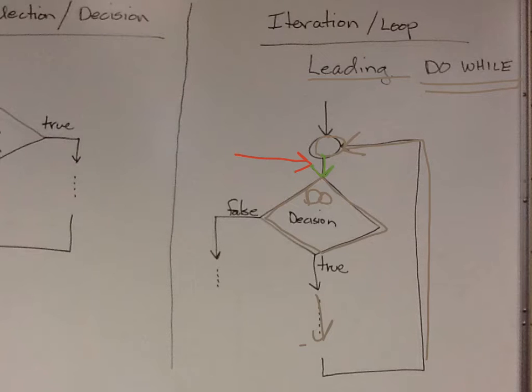So we continue the loop until this statement becomes false, and then we continue on in the program. Leading decision, it's an iteration, it's a loop, it's a leading decision. We also have a trailing decision, and we'll talk a little more later on about for loops.